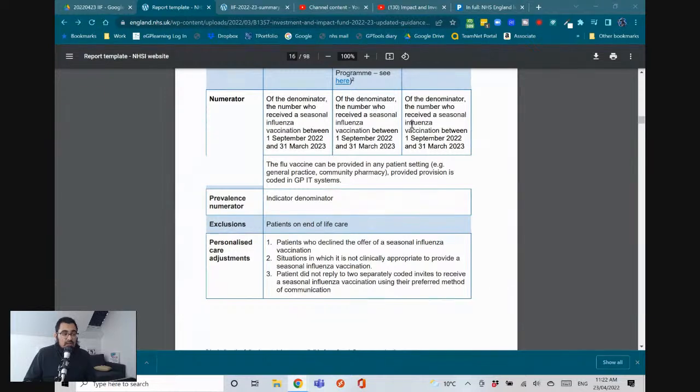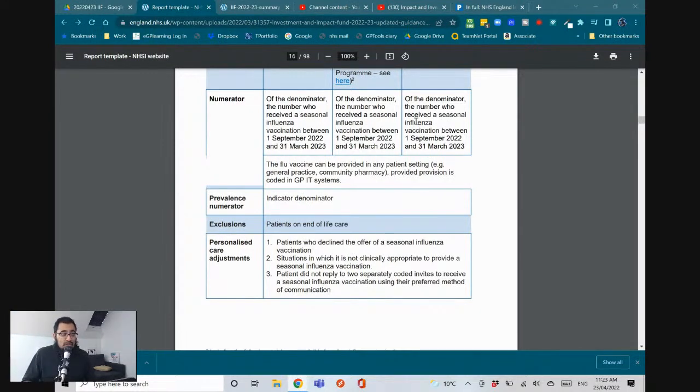So patients who have declined the offer of seasonal flu vaccination, it's really important that you're coding that properly to make sure it's picked up. Situations where it's not clinically appropriate to provide a seasonal flu vaccination. So I guess that could be patients... well, sorry, I can't really think of one right now. But I'm sure there are definitely situations, and if you do know those, put them in the chat for me because I'm having a bit of a mind blank at this point.